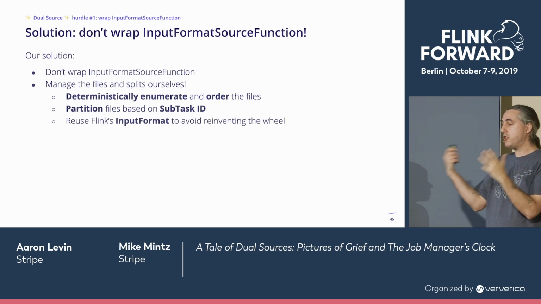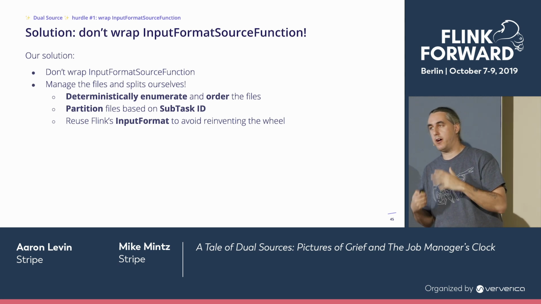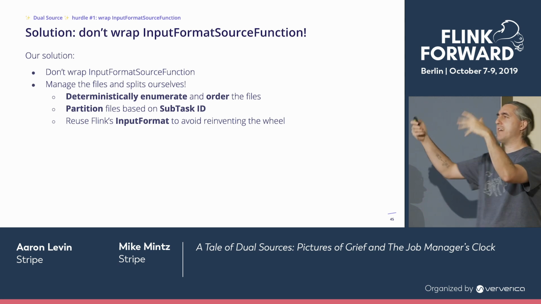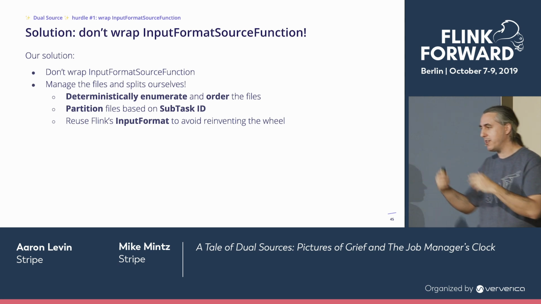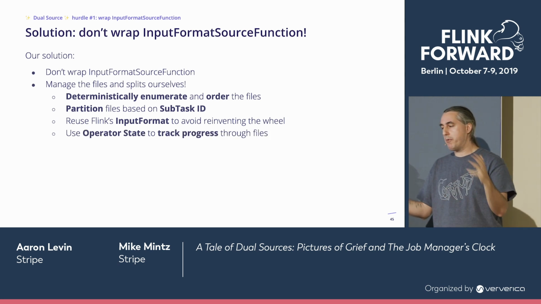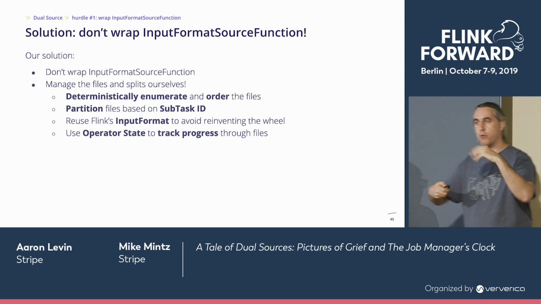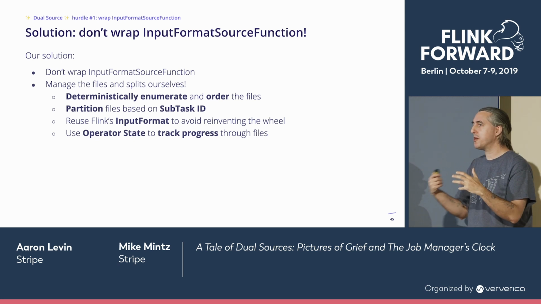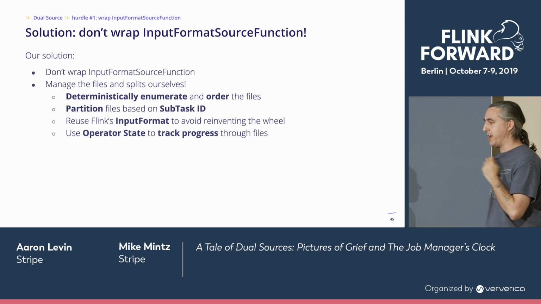And then we reuse Flink's input format structure so that we don't actually have to do the hard work of opening the files and reading the elements. And then we use operator state in our source to track progress through the files. This is almost what the input format source function is doing already.